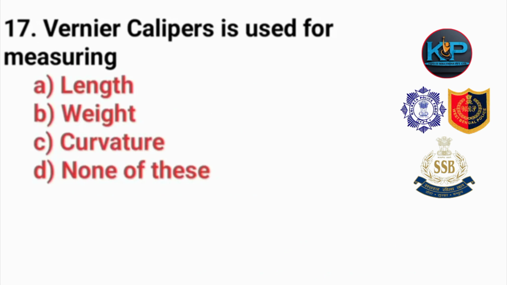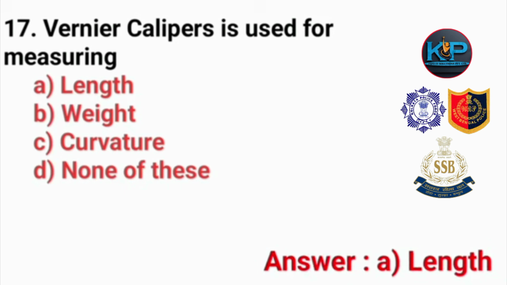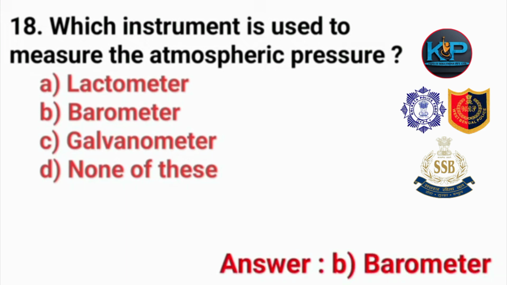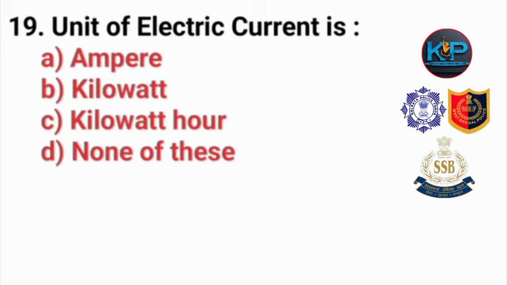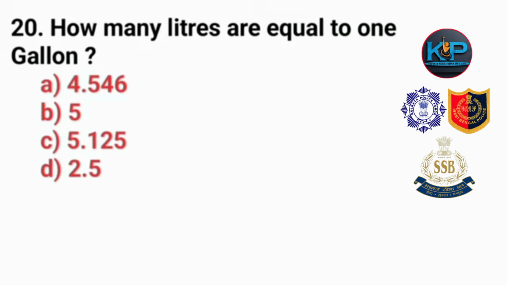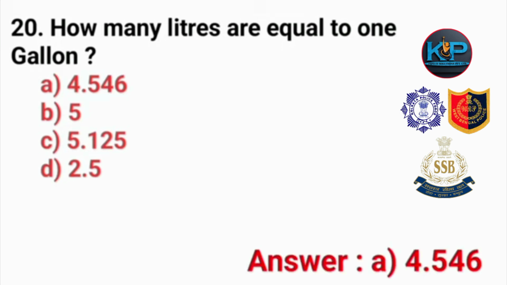Question number 17. Vernier calipers is used for measuring? Answer. Option A. Length. Question number 18. Which instrument is used to measure the atmospheric pressure? Answer. B. Barometer. Question number 19. Unit of electric current is? Answer. Option A. Ampere. How many liters are equal to 1 gallon? Answer. Option A. 4.546.